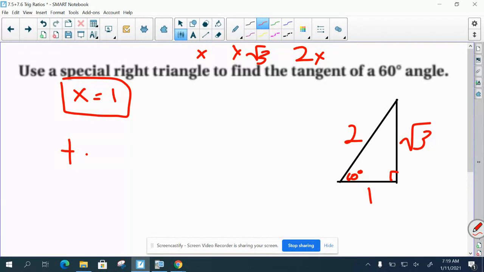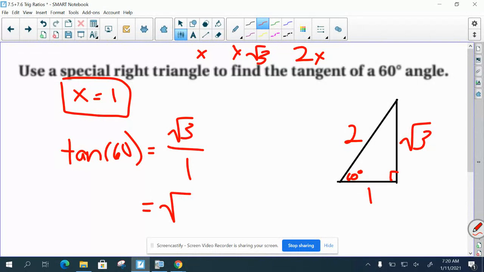So we'll do the tangent of the 60-degree angle equals the opposite over the adjacent, so the square root of 3 over 1, which simplifies to the square root of 3. So the tangent of 60-degree angle is equal to the square root of 3. That's all it's asking you to find. You're not solving for x or anything. That's it. All right, what if we let x be 2?